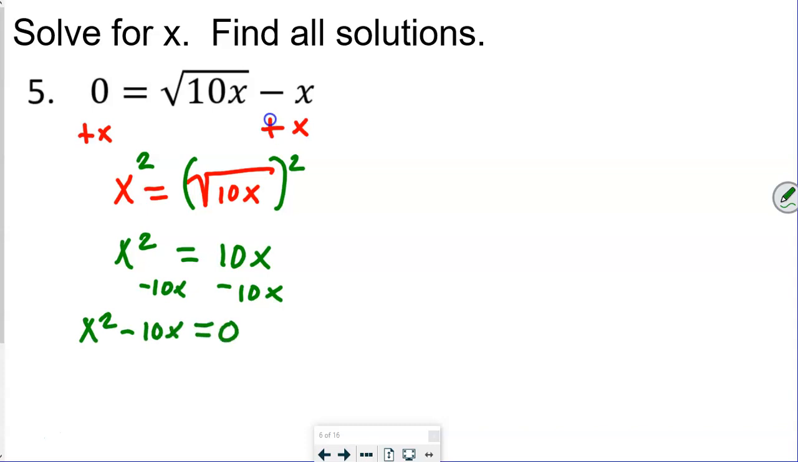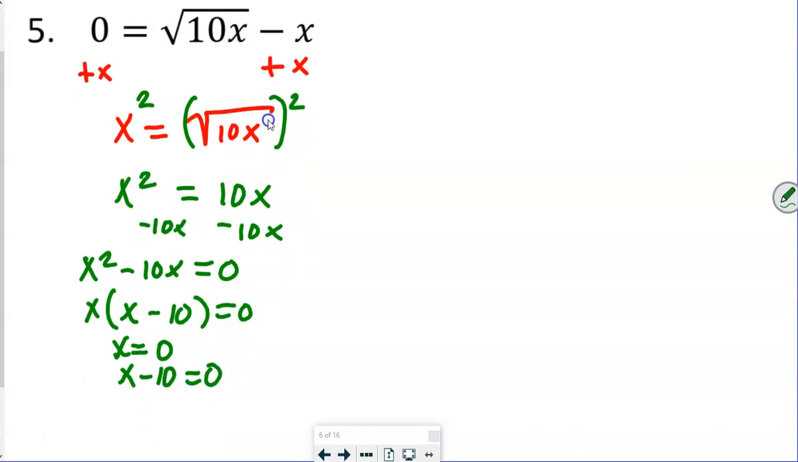Now we're going to factor. So we're getting x that's a factor of both. So that's going to be x times (x minus 10) equals 0. So what we want to do with both of these is set them equal to 0. So we're going to have x is equal to 0 and x minus 10 equals 0. So this is going to be x is equal to 10. Now we want to check both of these solutions.